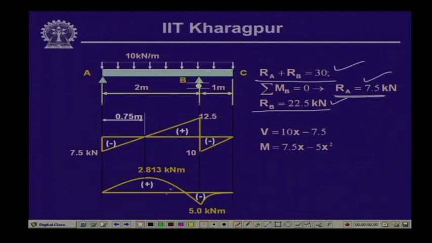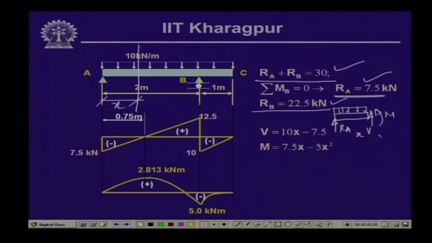Now, let us take a section here at a distance of x, so that we can draw the free body of that particular part. If we draw the free body of that part, we have the reactive force R A, here we have the shear force V and the bending moment M, and the uniformly distributed load which is acting over this particular segment, and the length of this segment is x.